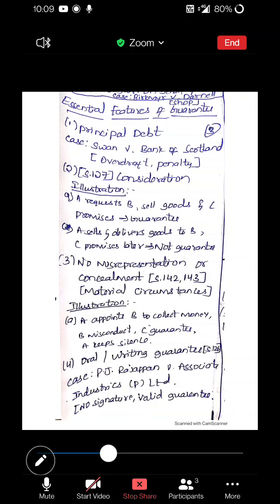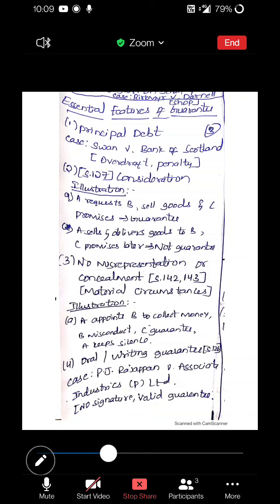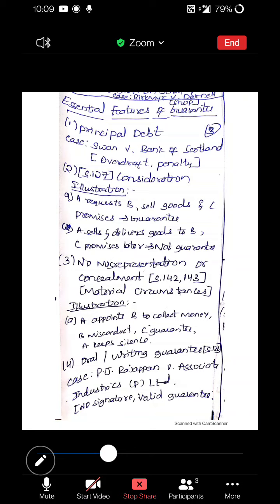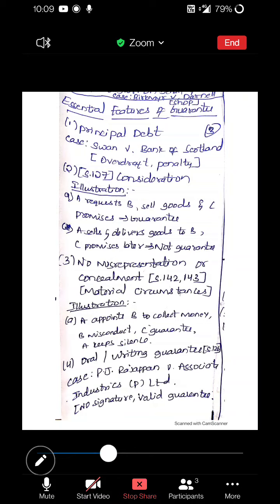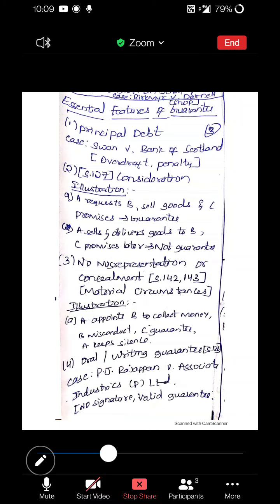So there should be something to pay. It is called principal debt. The case is Swan versus Bank of Scotland. In this case, the principal debtor took an overdraft from the bank, and the surety promised to pay if the overdraft failed. He is a surety. The person who took the overdraft paid all the money to the bank, but later it was found that the overdraft itself was illegal, and both the bank and the principal debtor were sued for it and had to pay a penalty. The loan was paid, but the government put a penalty on both of them.